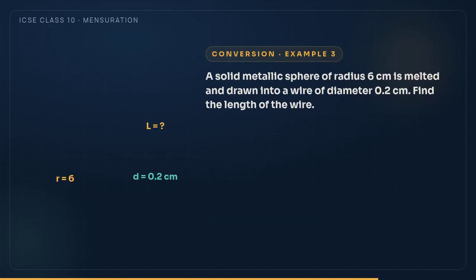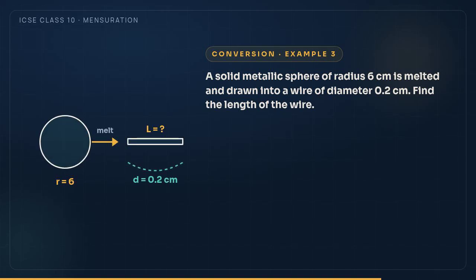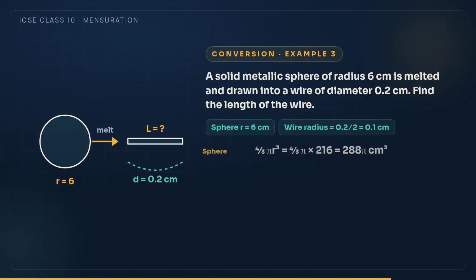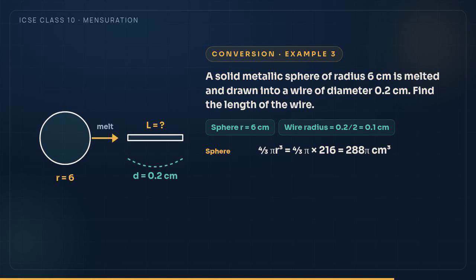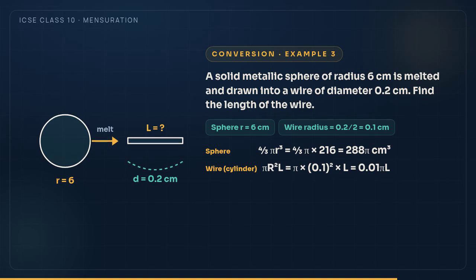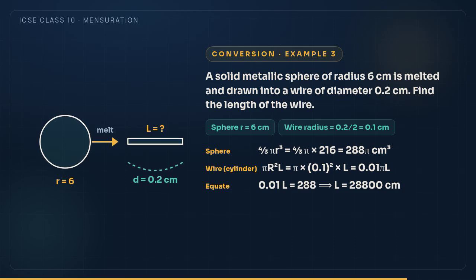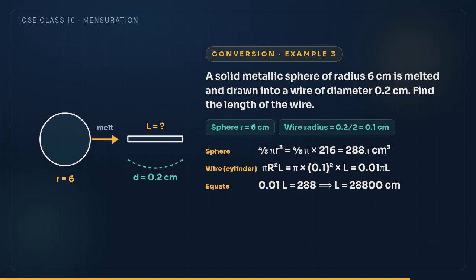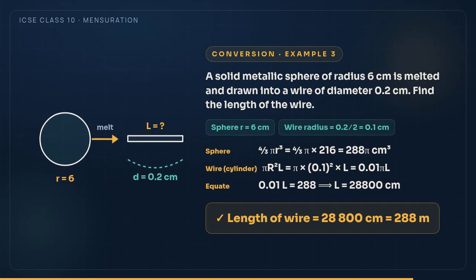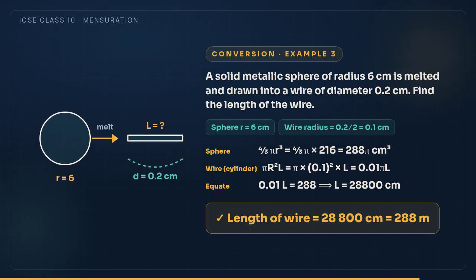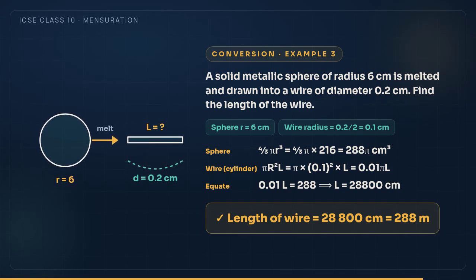Example 3. A solid metallic sphere of radius 6 centimeters is melted and drawn into a wire of diameter 0.2 centimeters. Find the length of the wire. A wire is simply a very long, thin cylinder. Its radius is half of 0.2, that is 0.1 centimeter. Volume of the sphere is 4/3 pi times 216, which is 288 pi. Volume of the wire is pi times 0.1 squared times L, that is 0.01 pi L. Equating the two and canceling pi, 0.01 L equals 288, so L equals 28,800 centimeters, which is 288 meters.